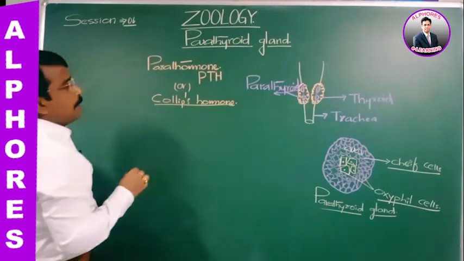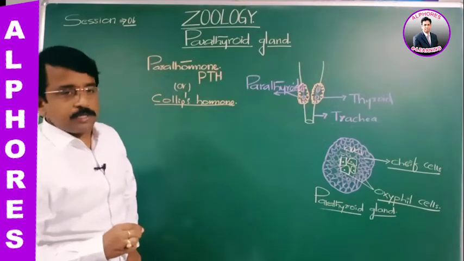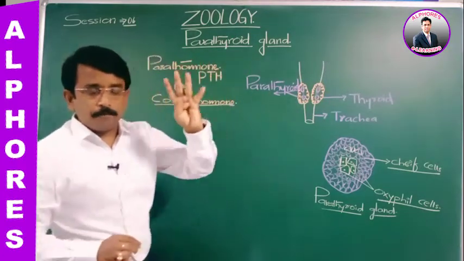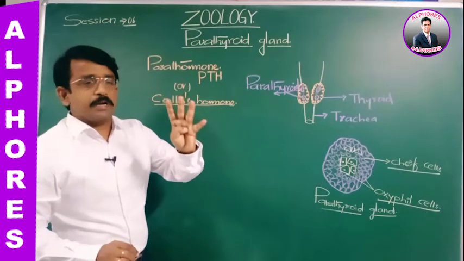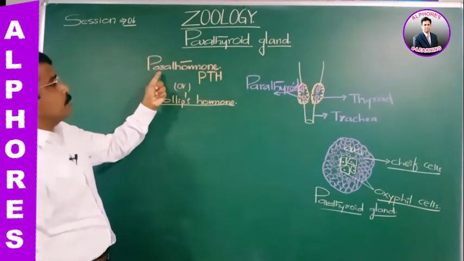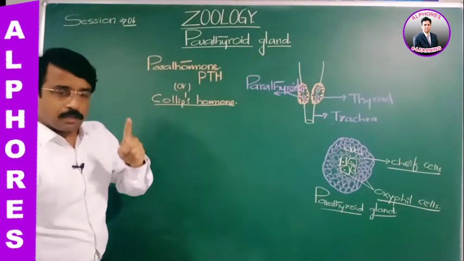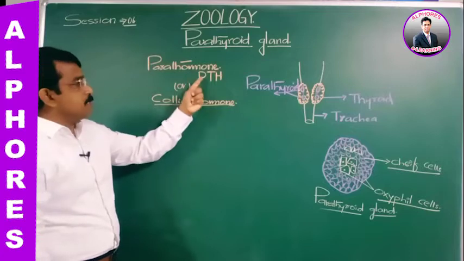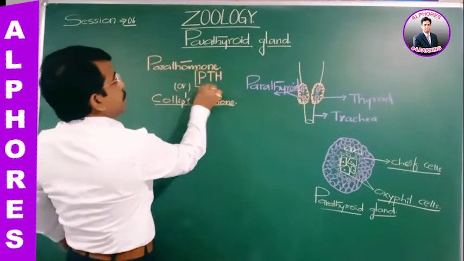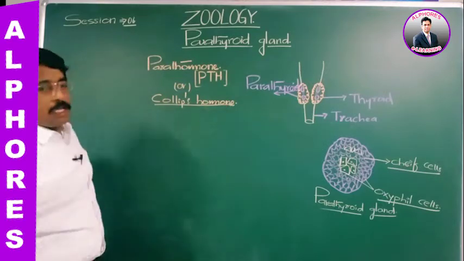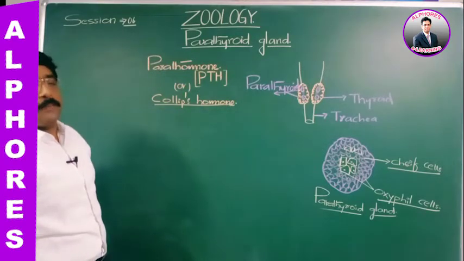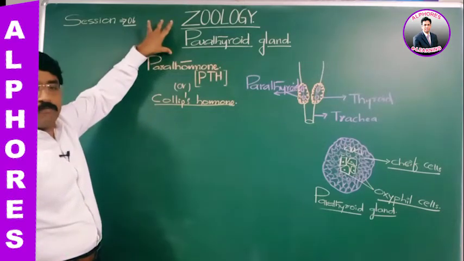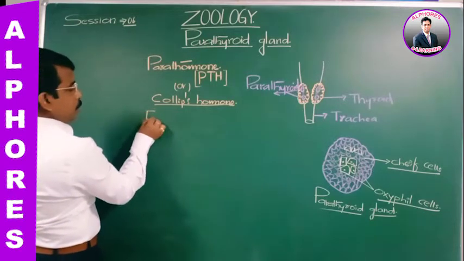So the parathyroid gland is the gland present at the posterior or back of the thyroid gland. They are four in number and they secrete a proteinoid hormone, named parathormone or parathyroid hormone. It is also named the Collip's hormone, and it is given the abbreviation PTH, parathormone. Parathormone is a proteinoid hormone. This parathyroid gland is of endodermal origin.